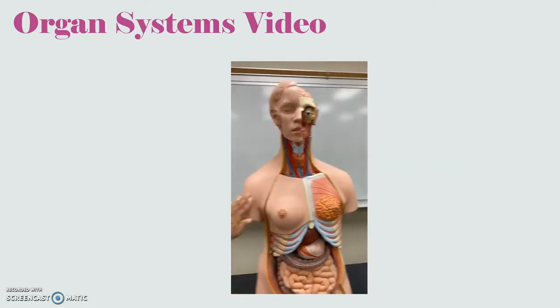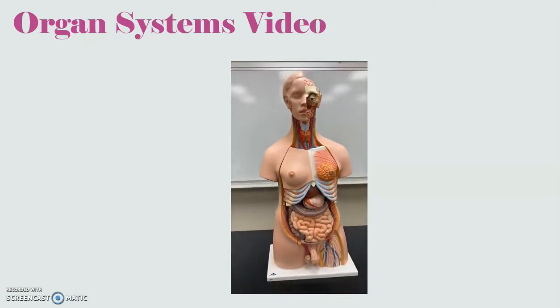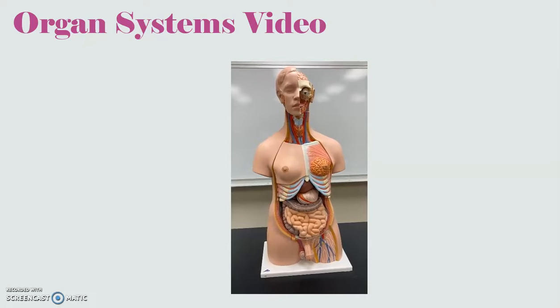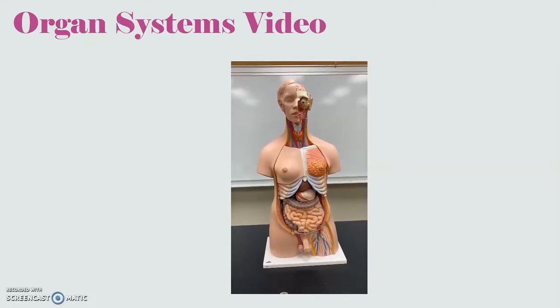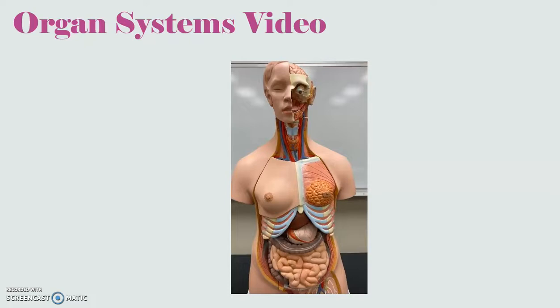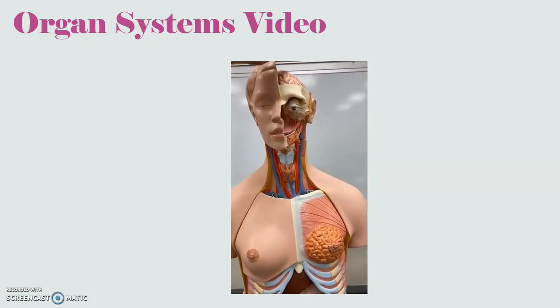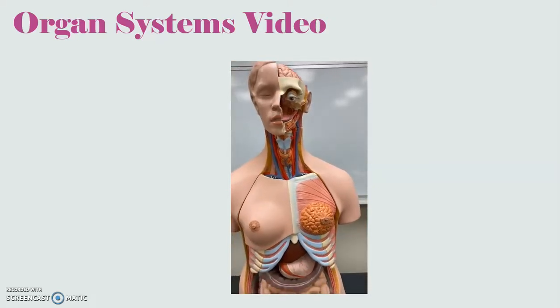What you see here in tan is going to be our skin. It is the largest organ of the body, and it represents our integumentary system. Then we're going to begin with the nervous system. This is the nervous system represented by the brain here.